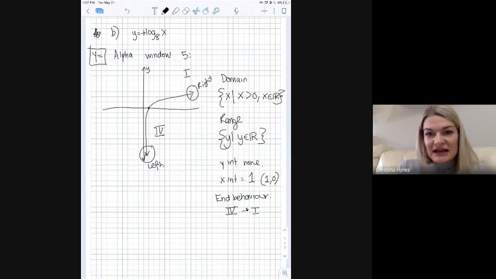Let me know in the chat if you guys have any questions about that before I go on to question number 2. Okay, so all you're doing is sketching it, answering domain, range, coordinates of the intercept, and the end behavior. So the only thing that should be adjusted for each of them is the graph and the end behavior. So as a hint to you guys.